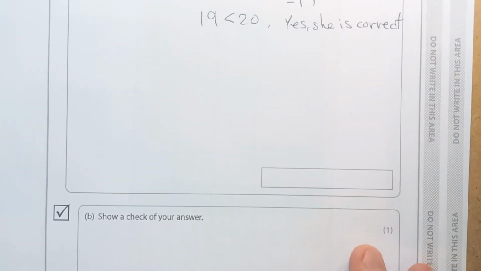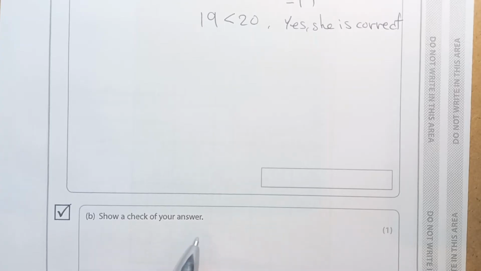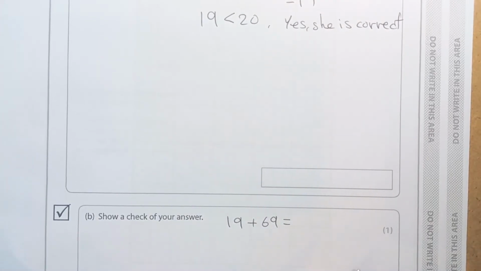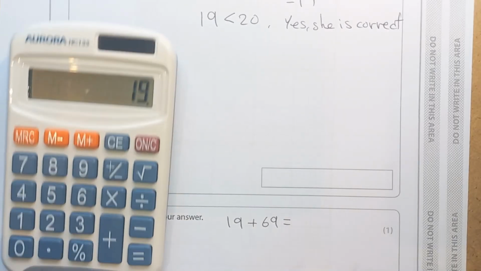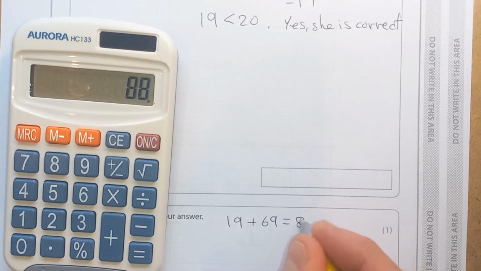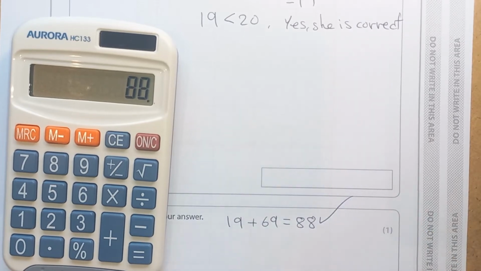We've then got part B, show a check of your answer. Well, we can do a reverse check. So the answer we had was 19. And the way we did that was we had 88 minus 69 give us 19. Well, if we add the 69 back on, it should take us back to what we started with, which is 88. So there's our check.